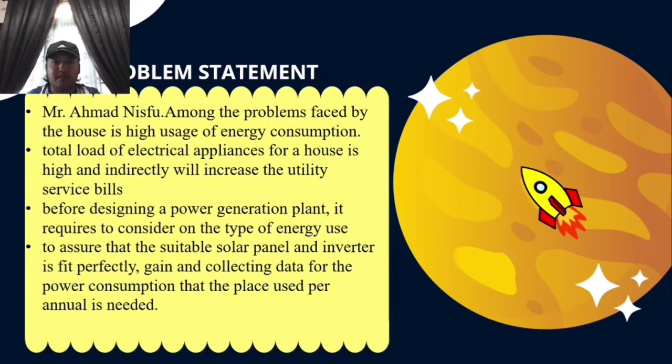Next, the problem statement. During this project, we found a few problems. Among the problems faced by Mr. Ahmad Nisfu's house is high energy consumption. The total load of electrical appliances for the house is high. Before designing a power generation plant, it is required to consider the type of energy used. To ensure that suitable solar panels and inverter fit perfectly, gathering and collecting data on the power consumption of the place per annum is needed.